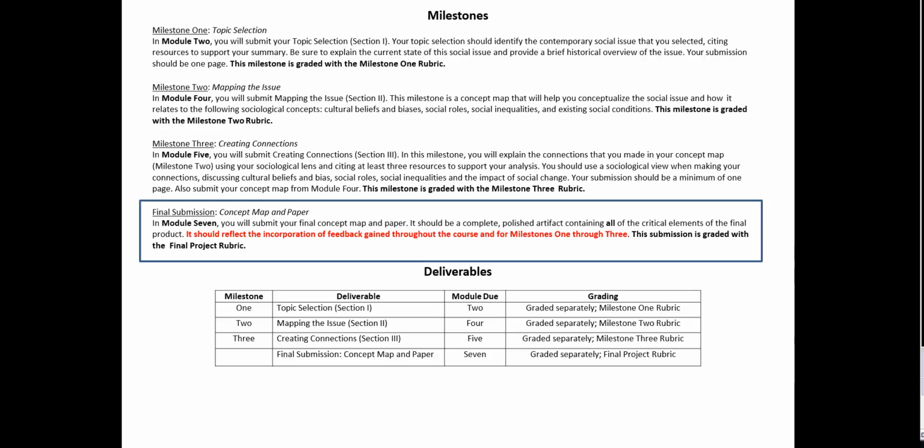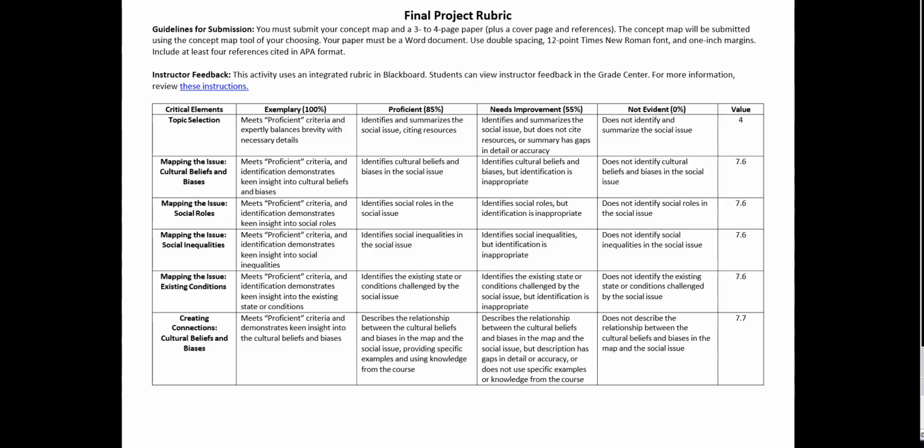And then I would point your attention to this language, the final project submission. It says it should reflect the incorporation of feedback gained throughout the course and for milestone 1 through 3. So I really tried to give you comprehensive and meaningful, deliberate feedback on your milestones for this very reason. You can find this feedback either in the embedded rubric or in the actual submission itself. You'll see that I commented on some of that stuff as well. So if you have any questions on that, please let me know. But you want to make sure you incorporate the feedback moving forward.